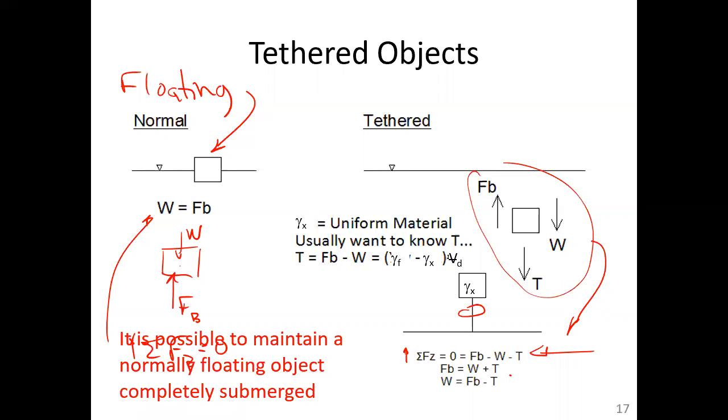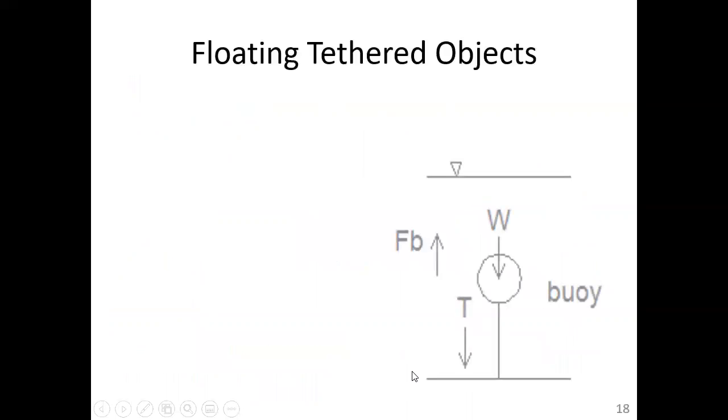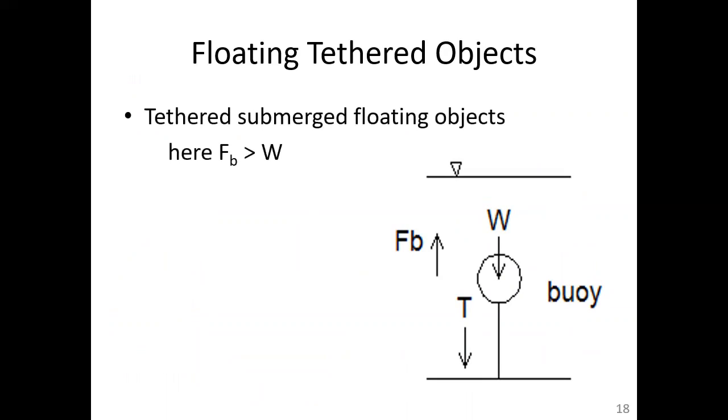So again, we can certainly maintain what would normally be a floating object submerged, but we're going to have a tether force to do that. Here's an example of a tethered system. This object wants to float because the buoyant force on the submerged object exceeds the weight. If you didn't have the tether there holding it in place, the thing would pop up to the surface.